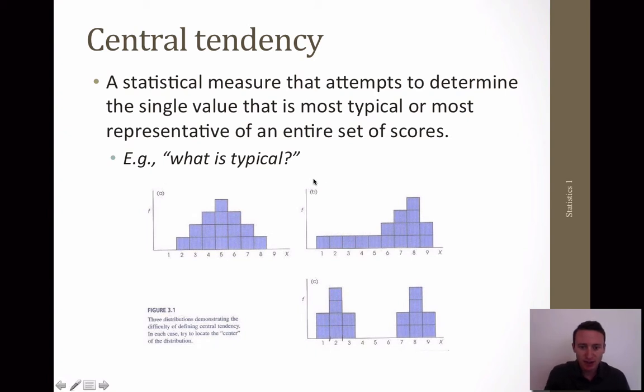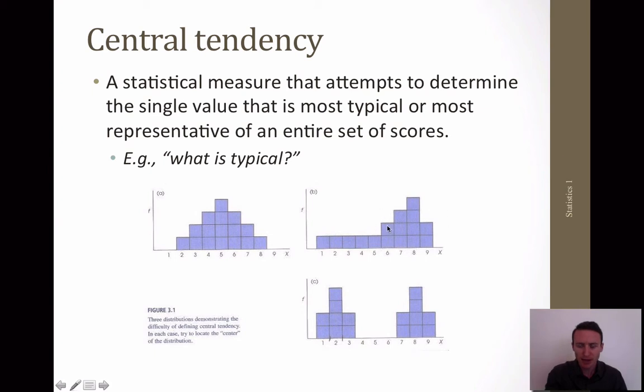So take a look at this figure 3.1 from the textbook, and you have three different distributions of scores. Now, looking at these distributions, if you were to think to yourself, what is typical? If you look at this first one, it's clear that 5 seems to be typical because that's the center of the distribution, it's the most common, and as you get away from 5, the frequencies go down. In other words, fewer and fewer scores exist as you get further away from that value of 5.